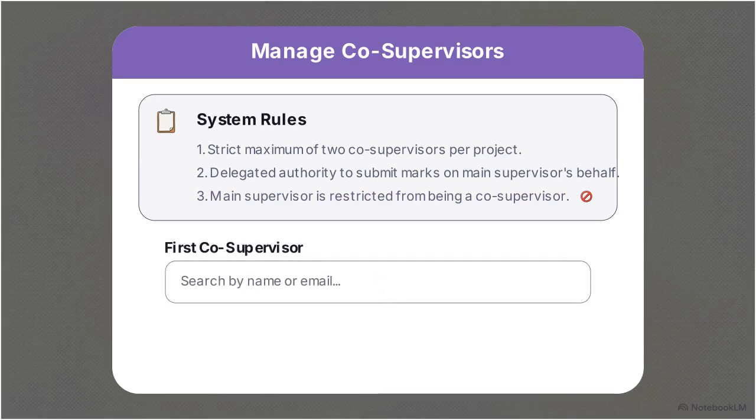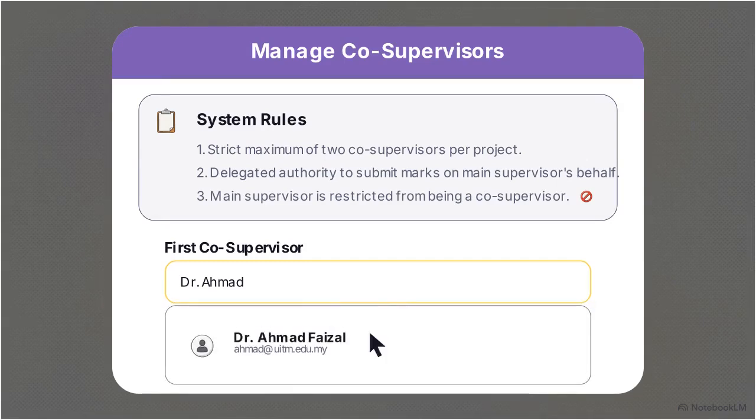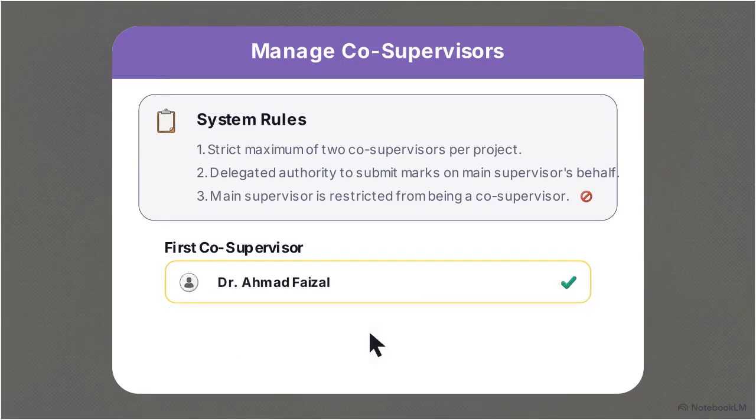With those rules in mind, click the search box labeled First Co-Supervisor and begin typing a staff member's name. Identify the correct staff member from the live drop-down menu and click their name to confirm the selection. You do not need to look for a Save button. Notice the subtle confirmation text at the bottom of the modal indicating that changes are saved automatically.